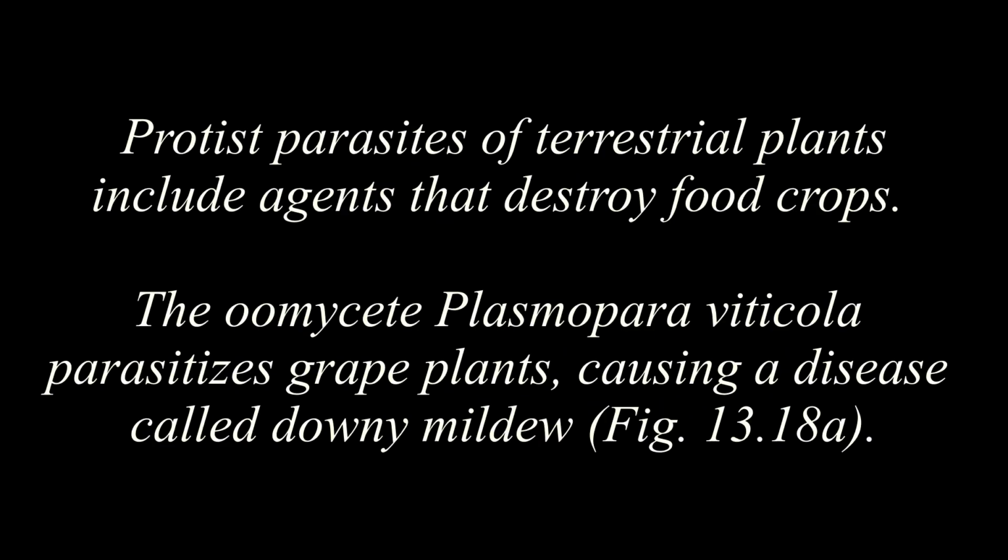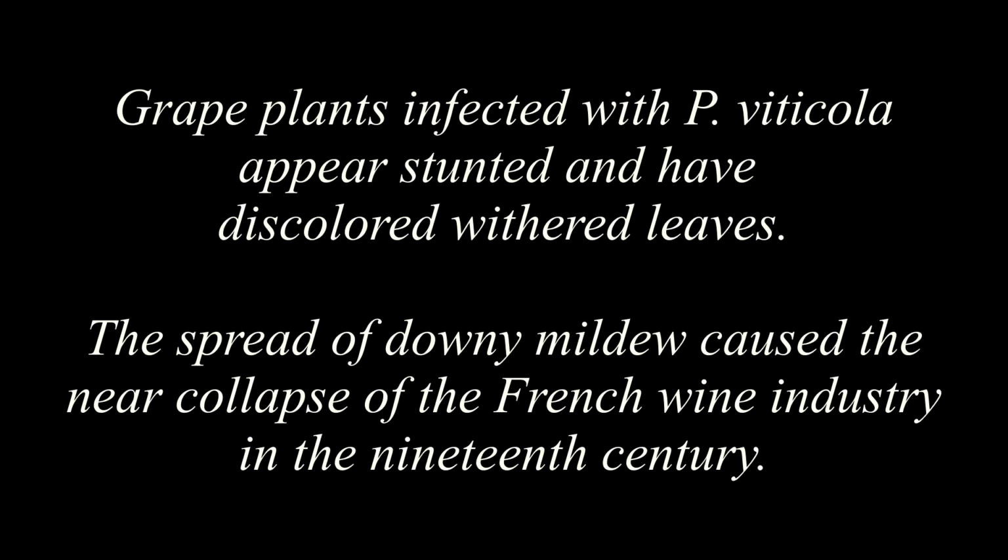Plant parasites. Protist parasites of terrestrial plants include agents that destroy food crops. The oomycete Plasmopara viticola parasitizes grape plants, causing a disease called downy mildew. Grape plants infected with P. viticola appear stunted and have discolored, withered leaves. The spread of downy mildew caused the near collapse of the French wine industry in the 19th century.